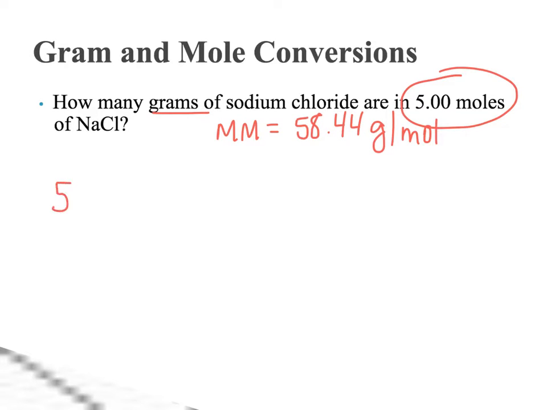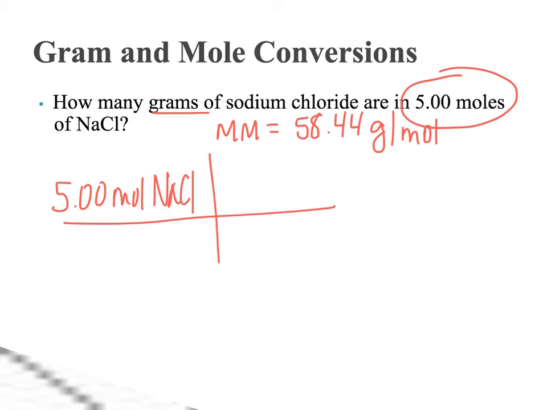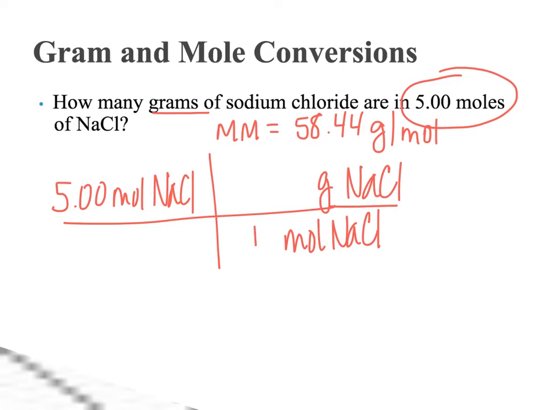So here we go with 5.00 moles of sodium chloride. We draw our grid. We know we want to get rid of moles of sodium chloride, so it immediately goes on the bottom. Okay? And we are wanting to go to grams of sodium chloride, so we put it on the top. It's always per 1 mole. And that means the 58.44 goes on the top. We cancel and cancel. We have 2 numbers on the top. So that means we're going to multiply.